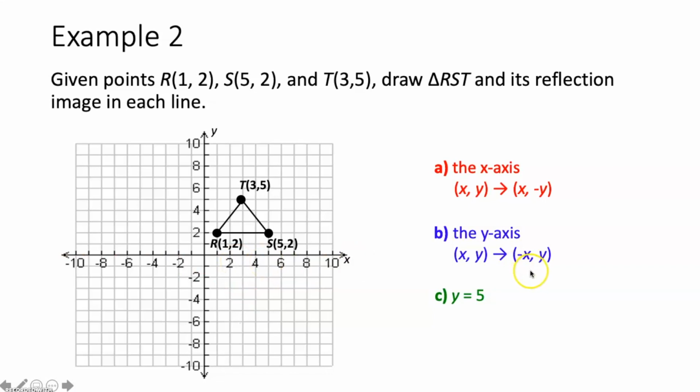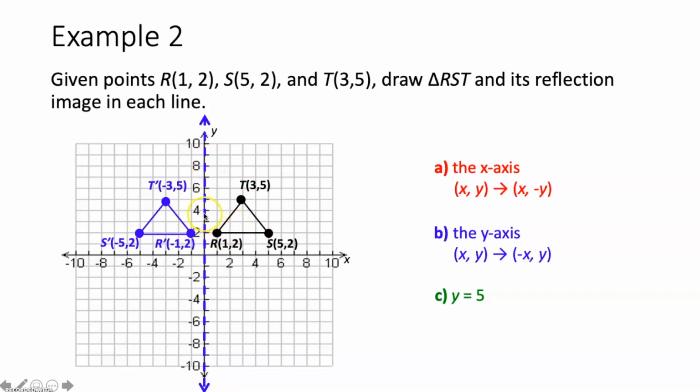Now let's look at the y-axis. If I were to reflect triangle RST over the y-axis this time, I just need to take each x-coordinate and make it the opposite of whatever it is. So instead of R being at 1, 2, R prime is going to be at -1, 2. Instead of S being at 5, 2, S prime is going to be at -5, 2. And then instead of T being at 3, 5, T prime is going to be at -3, 5. And there is triangle R prime, S prime, T prime after we've reflected triangle RST over the y-axis.